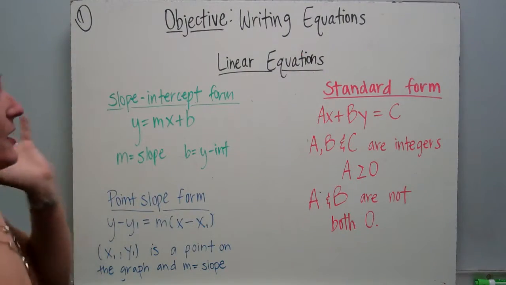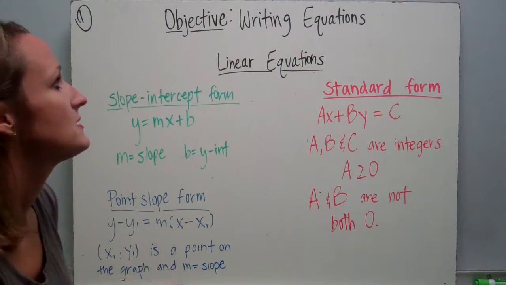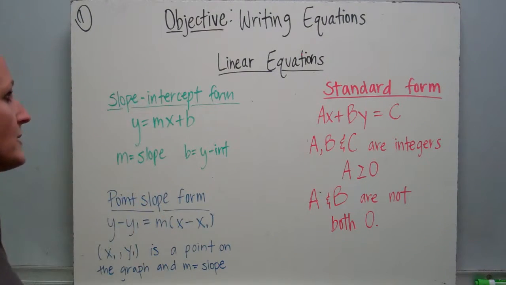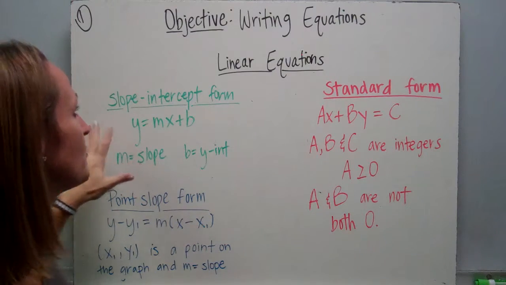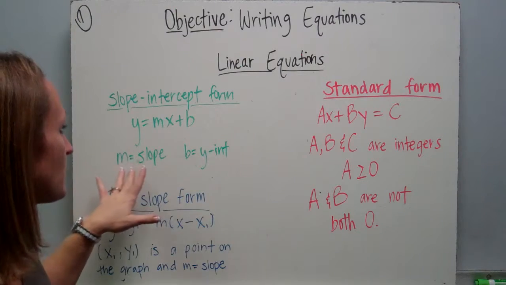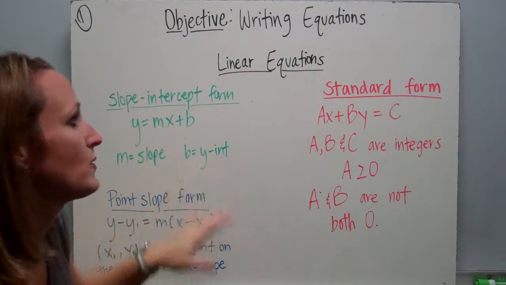We have talked about 3 different types of equations. And today we're going to talk about how to write equations, specifically linear equations. The 3 types we've discussed, or 3 forms, are slope-intercept form, which is y equals mx plus b, where your m is your slope and the b is your y-intercept.